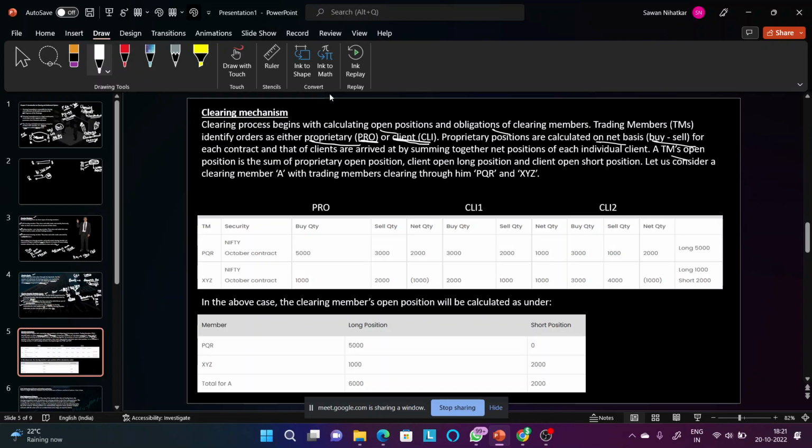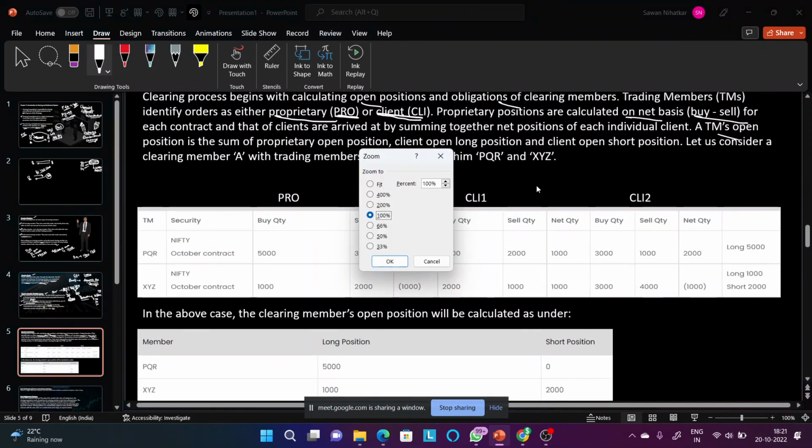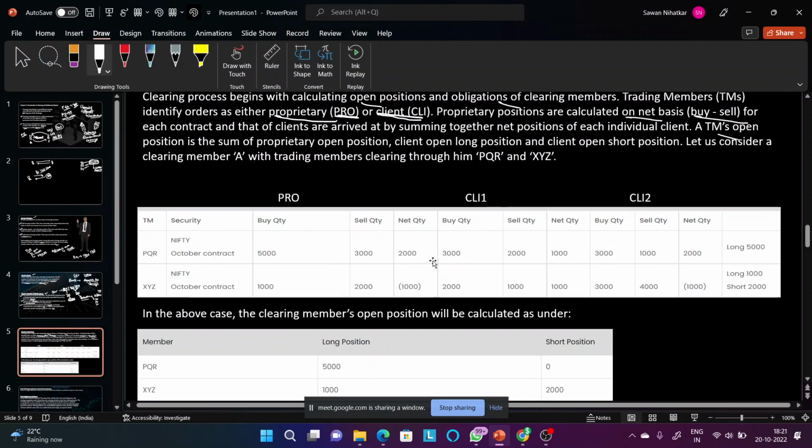As we said, we have two trading members over here. One is PQR and another one is XYZ. And the contract we have taken is the same, the Nifty October contract. Let me zoom in a bit so it will be more visible. As you can see, PQR has a security in Nifty October, and XYZ also has the same. So now this is his proprietary. I'm only talking about his proprietary trades.